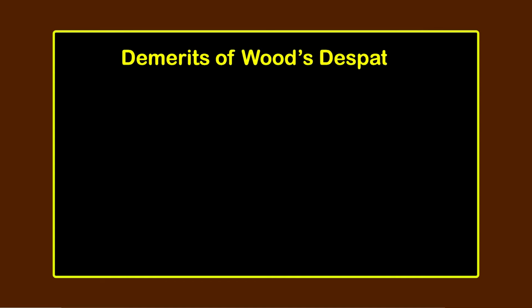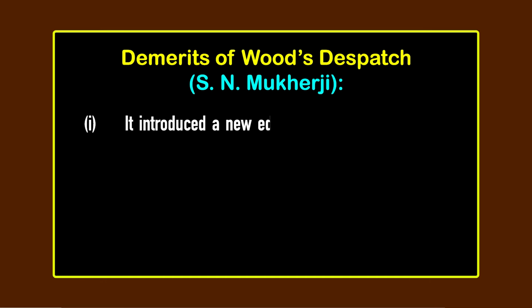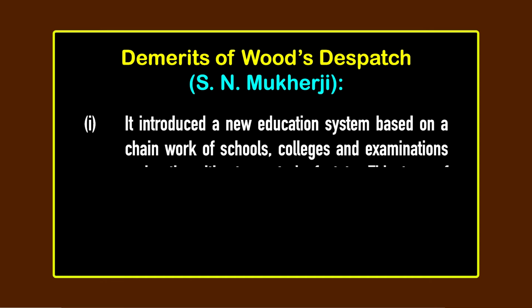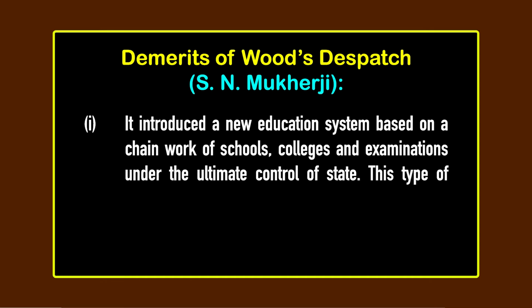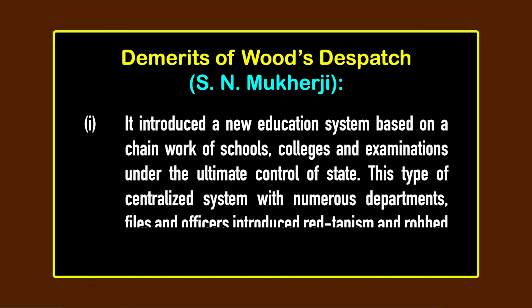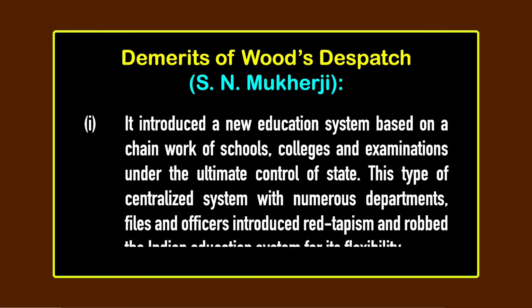In spite of so many merits, the Despatch is also responsible for some glaring defects of the present educational system of this country. The various demerits of the Despatch, as reported by S.N. Mukherjee, are: it introduced a new educational system based on a chain of schools, colleges, and examinations under the ultimate control of the state. This type of centralized system with numerous departments, files, and officers introduced red tapeism and robbed the Indian education system of its flexibility.